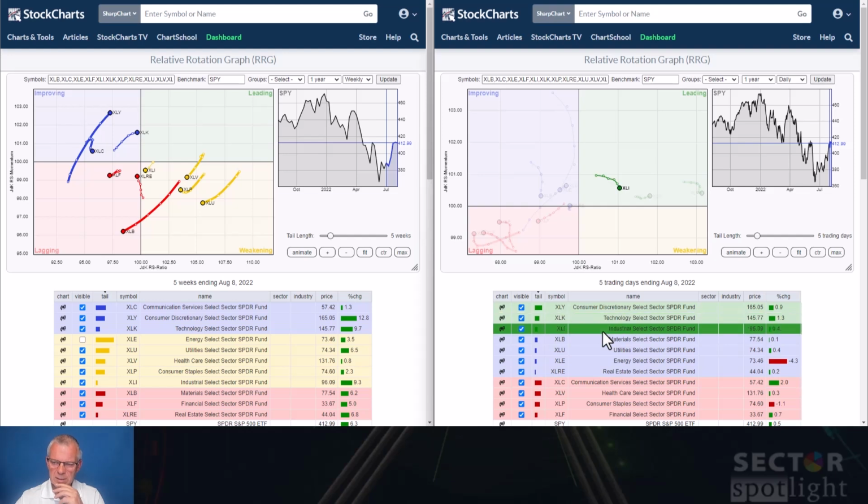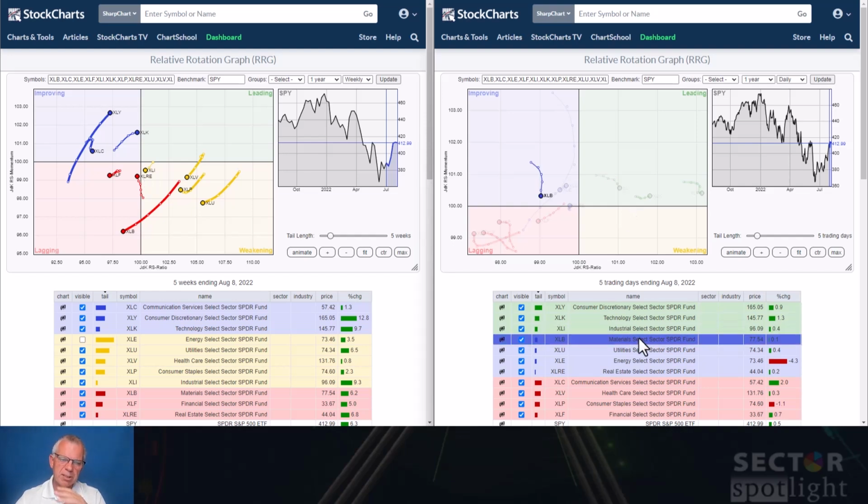If we look at industrials, they are inside leading but rolling over. That matches the image on the weekly, where industrials are very close to the center of the chart, so more or less in line with the benchmark. Not much to gain, not much to lose there in that sector.